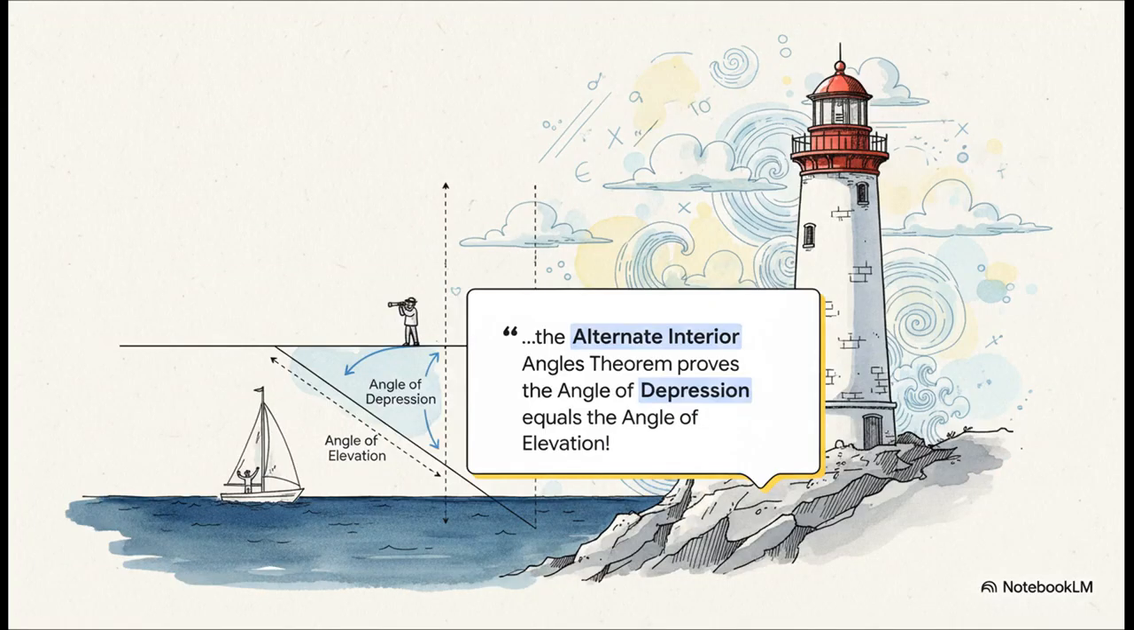And here it is, the big secret. Think about a lighthouse keeper looking down at a boat. That horizontal line of sight from the lighthouse is parallel to the surface of the ocean. And because of that, a cool rule from geometry called the alternate interior angles theorem kicks in, and it proves something amazing. The angle the keeper looks down with is the exact same as the angle a sailor on the boat would look up with.